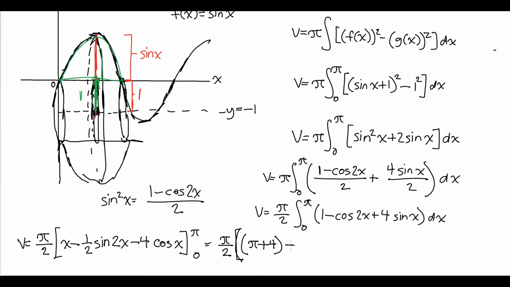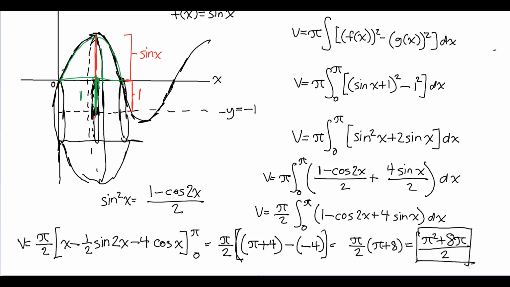Now we have to evaluate this at 0. 0 minus 1/2 sine of 2 times 0, so we're still at 0, minus 4 cosine of 0. Cosine of 0 is 1, so that's minus 4, minus -4. That equals pi over 2 times pi plus 8. Now what do we have here? That gets us pi squared plus 8 pi over 2.